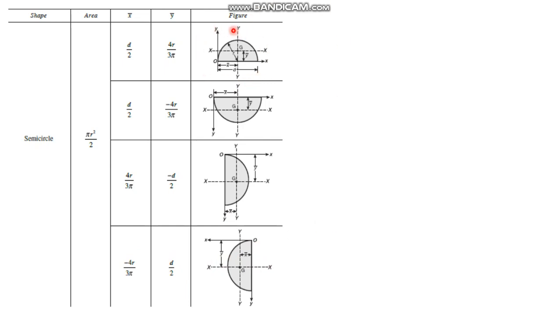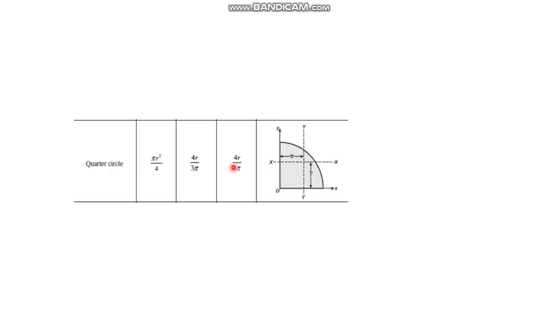But just remember this one only: the centroid will be here, this distance will be r or d by 2, r if you take the radius, d by 2 if you take the diameter, and this will be 4r by 3 pi. If you remember 4r by 3 pi, that is enough when you are doing the problems. Now if you take a quarter of the circle, or quadrant as you call it, the area will be pi r square by 4, and the centroid from the y axis is 4r by 3 pi, and from the x axis also it is 4r by 3 pi. Okay, thank you.